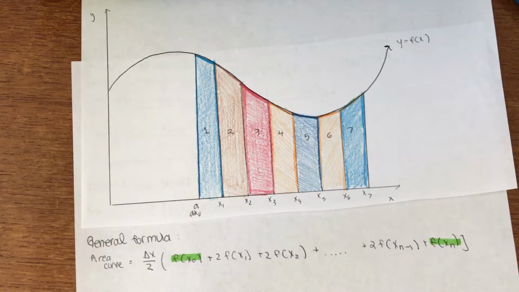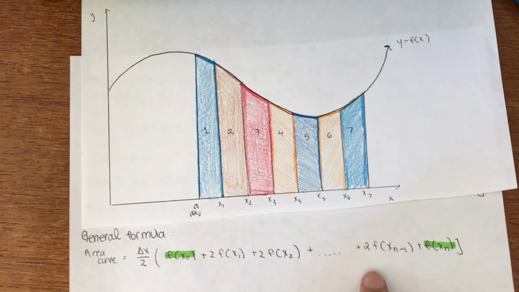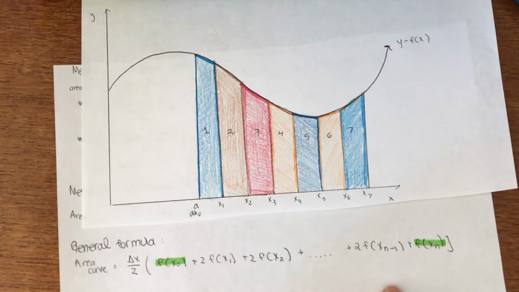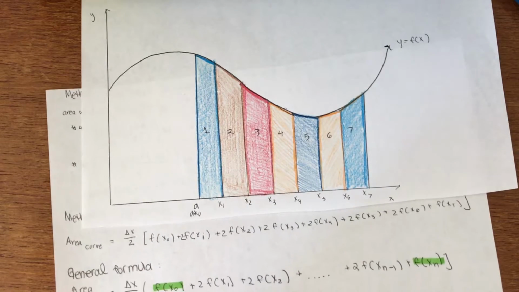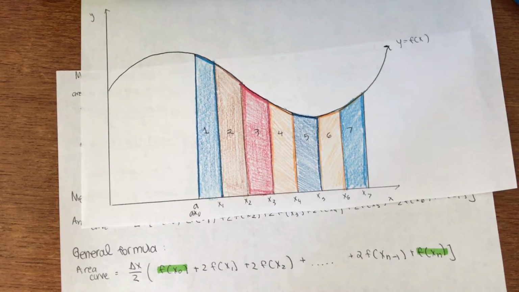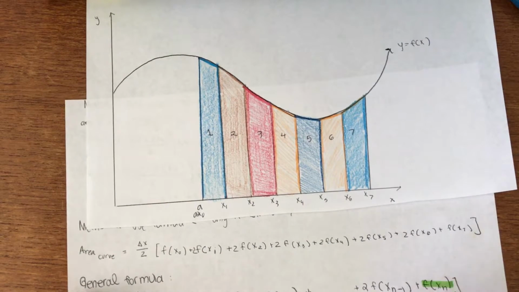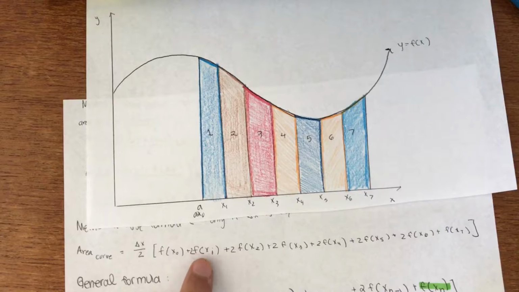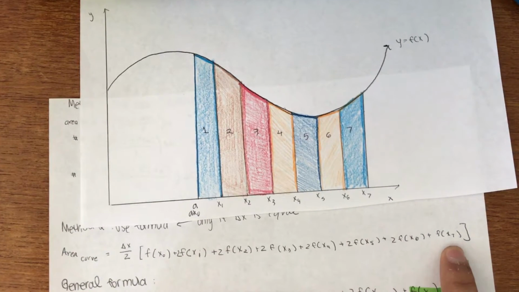The general formula for this method is f of x sub 0 plus 2f of x sub 1 plus 2f of x sub 2 all the way to 2 times f of x sub n minus 1 plus f of x sub n. It is important to note that the first term and the last term are not multiplied by 2. This whole thing is then multiplied by delta x divided by 2. So in this case, you would have f of x sub 0 plus 2f of x sub 1 plus 2f of x sub 2 all the way to just f of x sub 7.